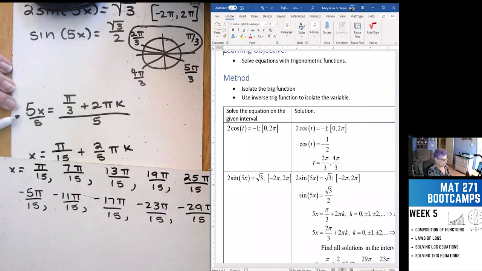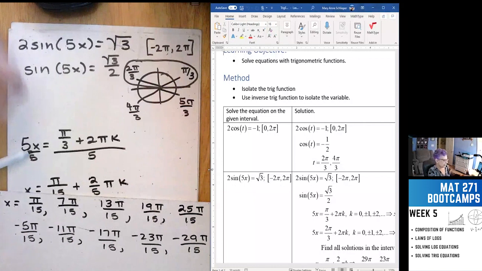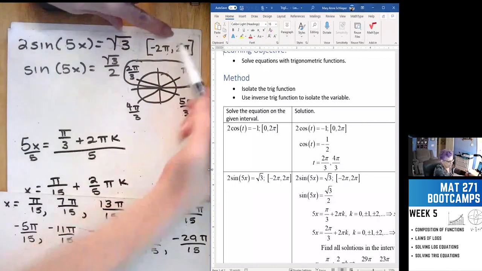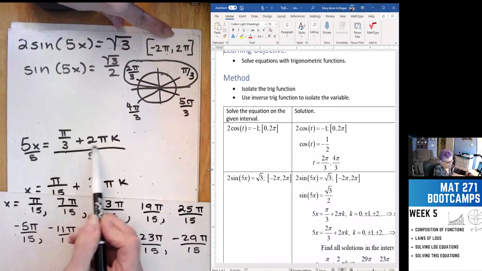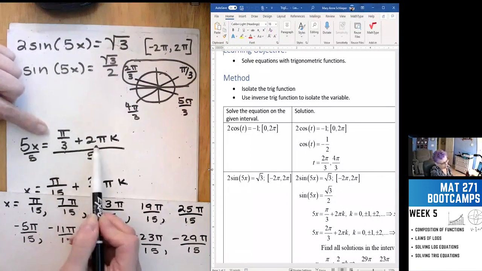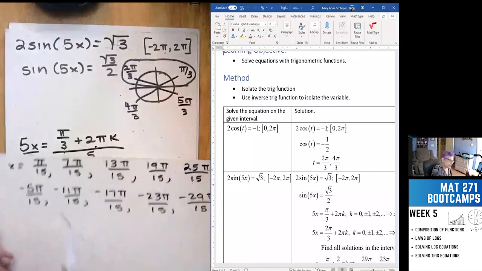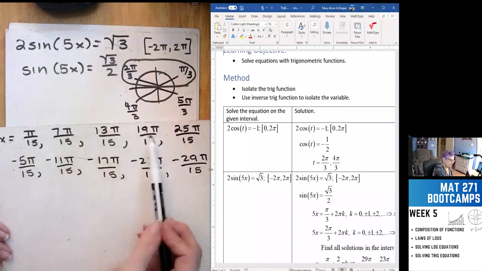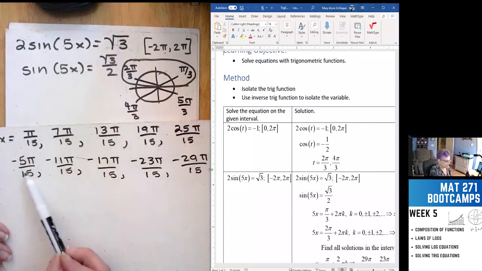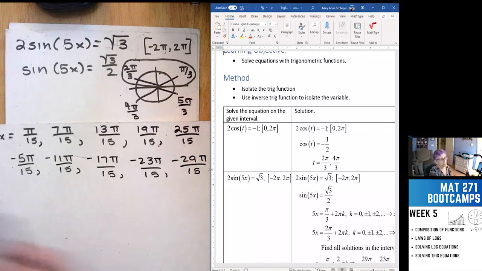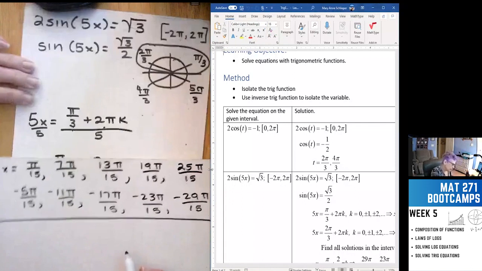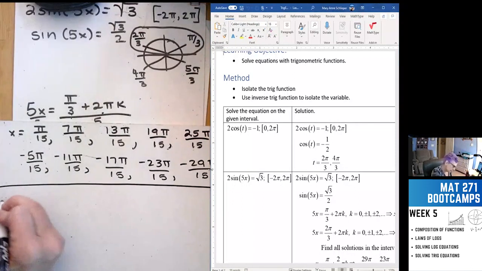Now we notice we had 5 here multiplied by x, and we have pi over 3 plus 2 pi k. We're going to end up with 5 answers for every interval from 0 to 2 pi. So I got 1, 2, 3, 4, 5 answers plus the 5 negative answers. I'm going to get the same darn thing when I look at 2 pi over 3.